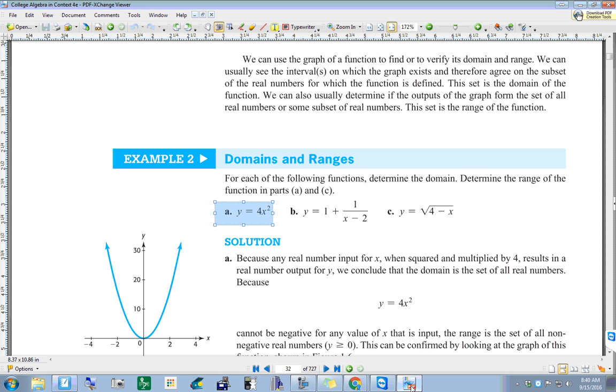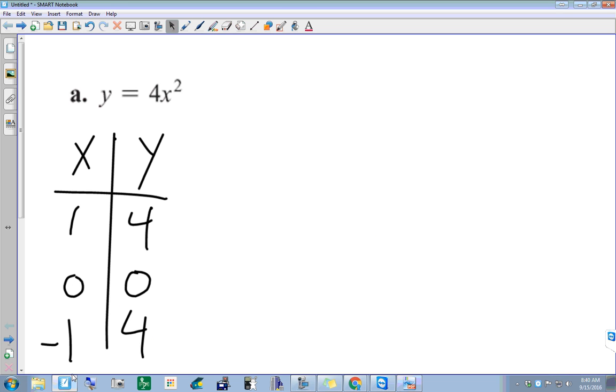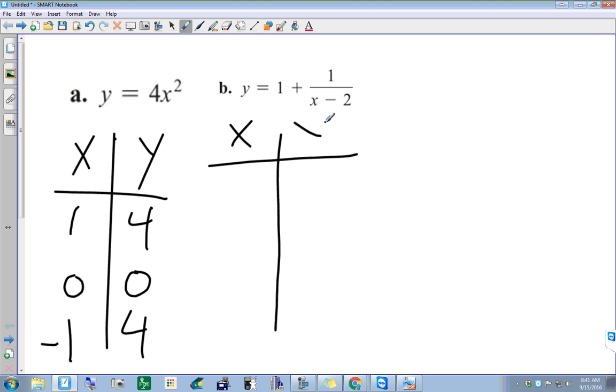So, let's try this one. Let's see if there's any problems with this one. Okay. So, I'm going to do the same thing I did before. I'm going to pick on my x and y, and I'm going to put in 1. If I put 1 into this, what number do I get back out of it? Well, 1 goes into x, so 1 minus 2 is going to be negative 1. 1 divided by negative 1 is negative 1. Negative 1 plus 1 is 0.